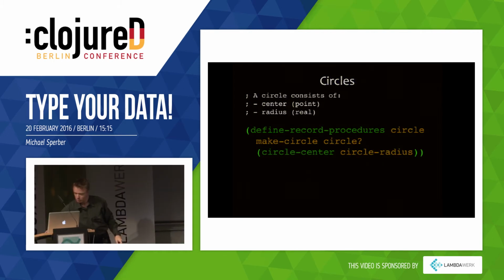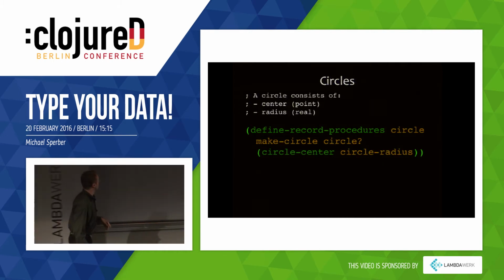I'm going to just show you an example. I think that's going to make it clearer. So a circle, for example, consists of these 2 things. It has a center and it has a radius. And so we define-record-procedures associated with the signature circle. Then we are going to name the constructor called make-circle, which we can use to create circle objects. There's a circle predicate, which distinguishes circle objects from other objects.